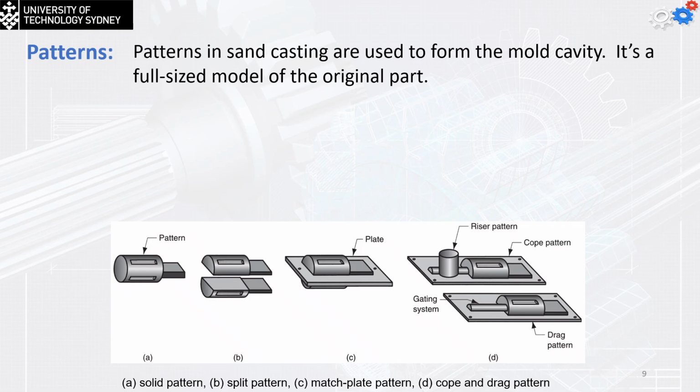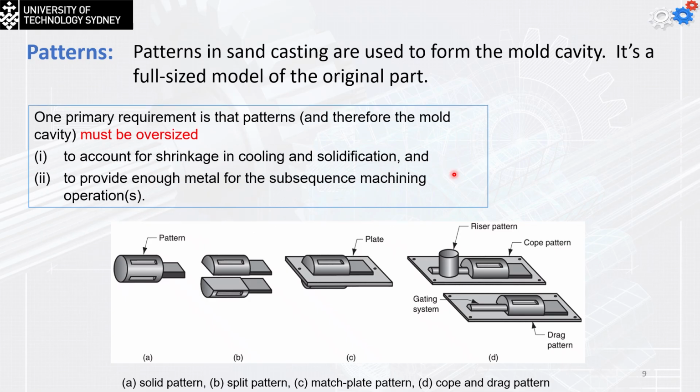So what are the patterns? Patterns in sand casting are used to form the mold cavity. It is a full-size model of the original part, even oversized. Why oversized? Because the shrinkage will cause the cast part to shrink, and thus we need to compensate for the shrinking by this method.